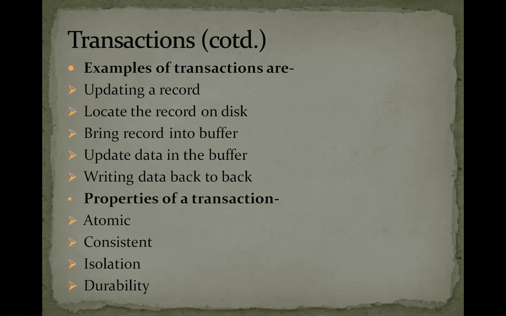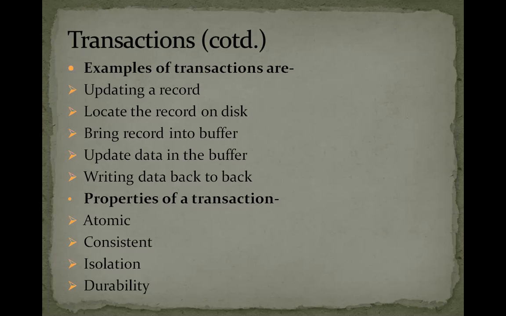So the transactions, as I told, have essential properties, and the first property is the atomicity, or the atomic property. Now the atomicity property ensures that to the outside world, all the operations of a transaction appear to have been performed indivisibly. Of course, it will take certain steps, but to the outside world, to the user, it should seem that there is a single operation which is being performed.